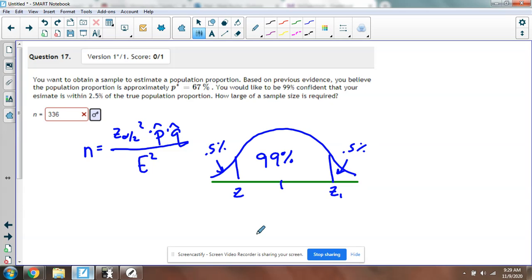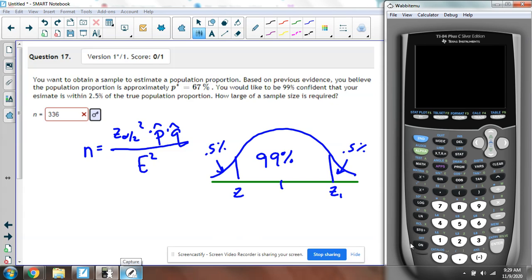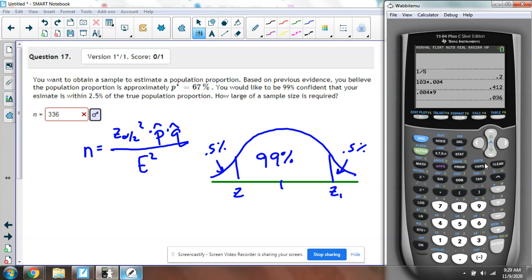So when I go to the calculator, I'm going to do the inverse normal and find the z value that cuts off the bottom 99.5%. So I will go to this. I think it's going slowly. There we go. Distributions, inverse normal, 0.995. Mu is 0, sigma is 1. So this z value is 2.5758. So we're going to square that.